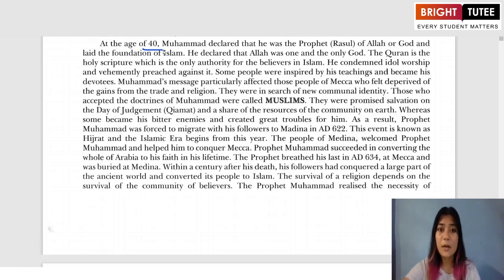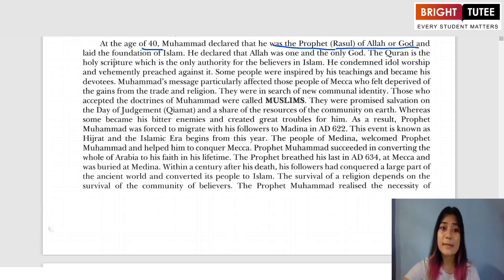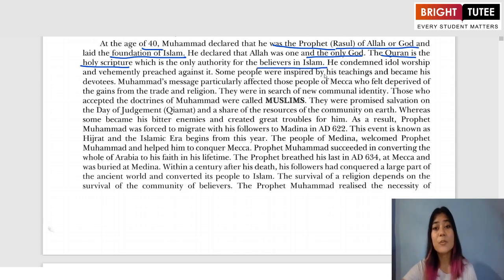Now, at the age of 40, Muhammad declared that he was a prophet. He declared himself a prophet or a messenger of Allah or God, and then he laid the foundation of the religious faith called Islam. As he declared that, he also declared that Allah, or God, was the one and only God. There were no other gods. It was only Allah. And the Quran was the holy scripture. This scripture was for those people who believed in Islam and who believed in Allah. He was against idol worship, so he condemned it and strongly preached against it. He told people not to worship idols.